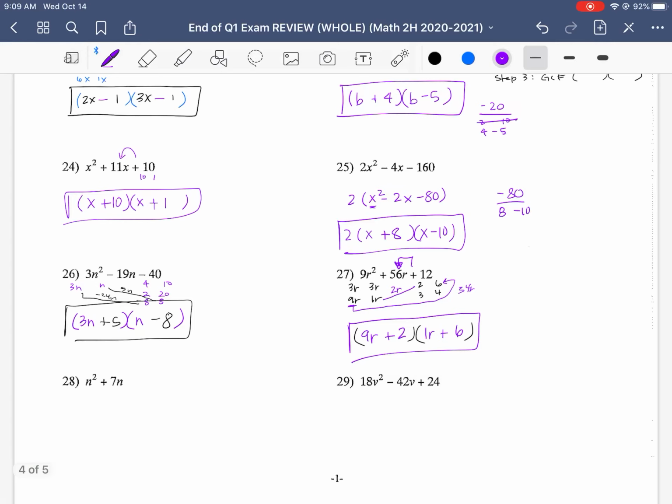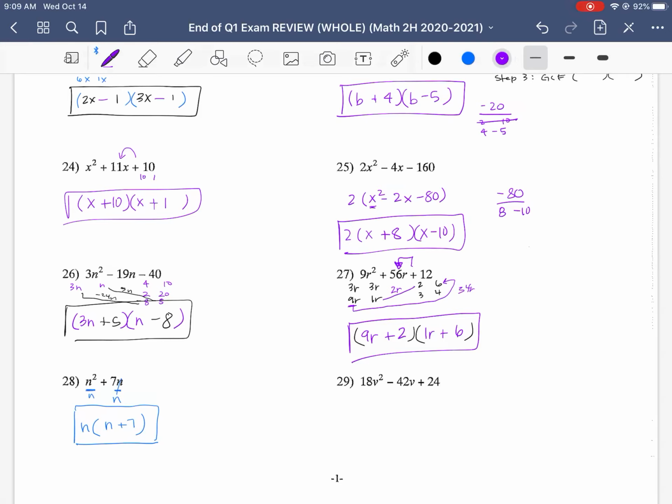Number 28. Again, if we're walking through the steps, we look for a greatest common factor. Notice the greatest common factor in this one is an n. All we can do is pull out an n, and that leaves us with, when we divide that by n, we get n plus 7. That's all we can do. There's no other squareds left. There's no difference of squares, no trinomials. That's the end on that one.